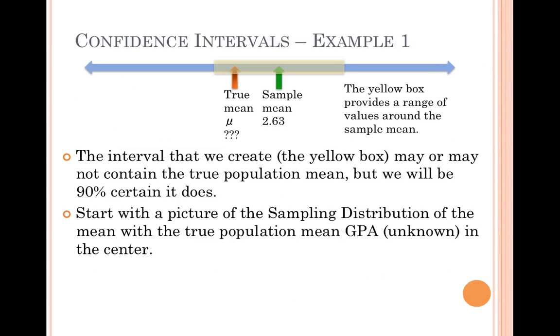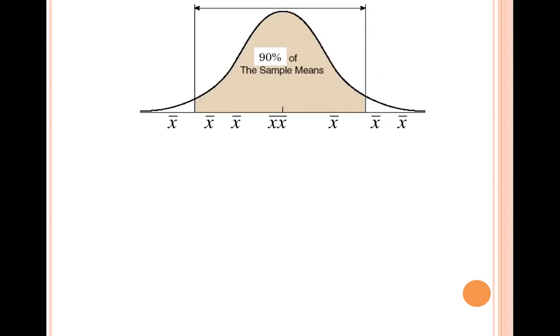Start with a picture of the sampling distribution of the mean with the true population mean GPA unknown in the center. So let's look at the sampling distribution. Remember that sampling distributions have on their horizontal axis possible sample means, X bar. In the center, we're going to put the true population mean mu, which we currently don't know. We don't know what that value is. We just know the center is in the center of the bell curve.